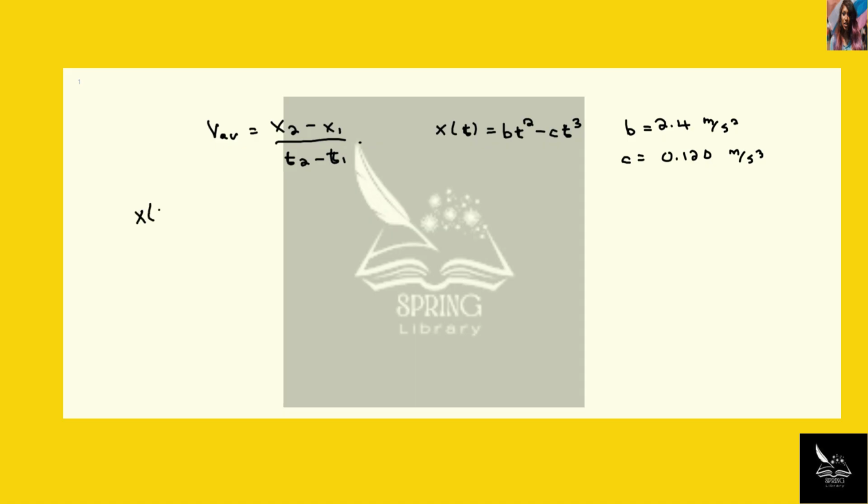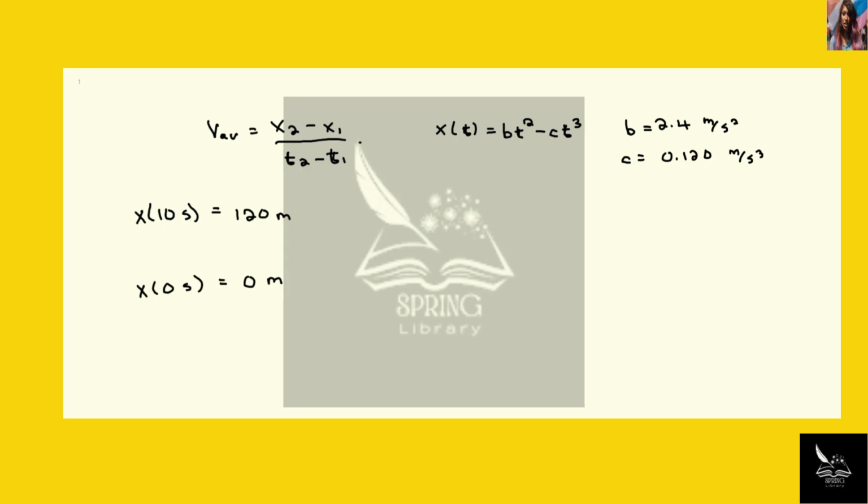Specifically, we need x of 10 seconds, and we need x of 0 seconds. X of 0 seconds is easy. It's just 0. But x of 10 seconds, we have to remember that b and c are these values here. And so we're just going to plug in 10 seconds for t here, and then b there, and c there, and then use a calculator. And once we do that, we get that x of 10 seconds is equal to 120 meters.